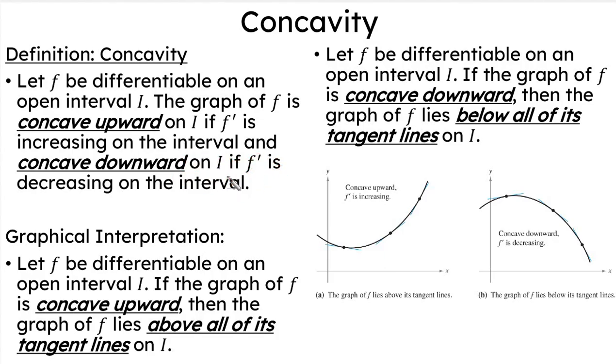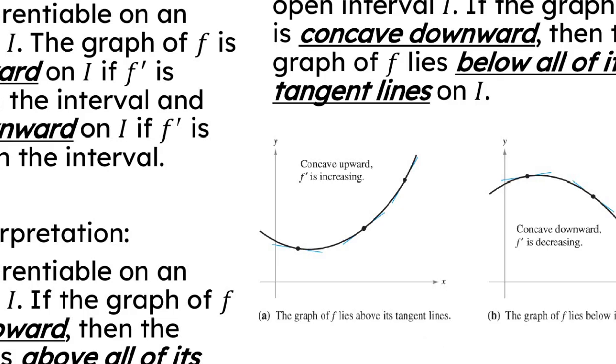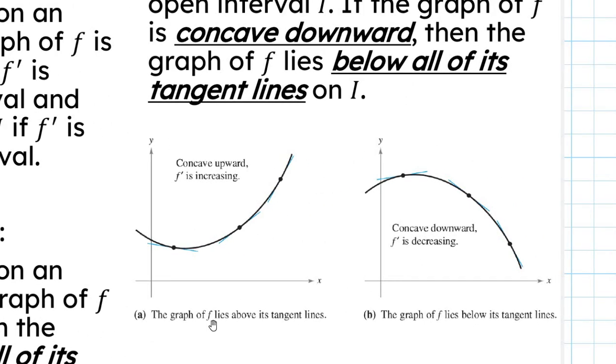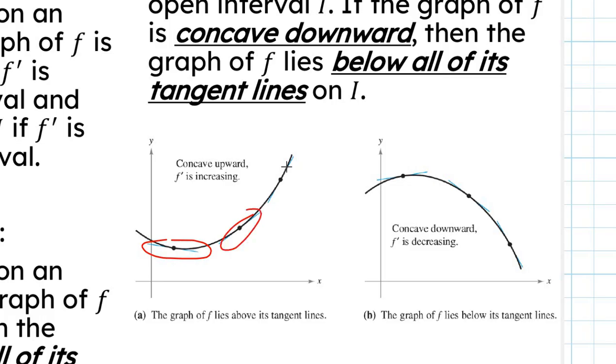So for us to easily understand that, let's zoom in here on our figure. When we say f prime is increasing, this is what we mean. The first derivative, the slopes, are going up, and this is concave upward. It's characterized by a U shape. You can also have a decreasing function that is concave upward. You can have it something like that.